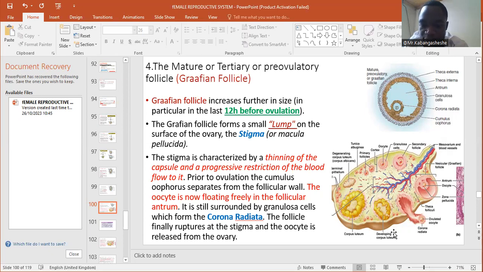Corpus meaning body, luteum meaning yellow. So this structure appears yellowish, and thus the name corpus luteum, which now continues to secrete estrogen and progesterone. But immediately after ovulation, progesterone production increases because now the two layers of cells, that is the granulosa cell plus the theca cells, work together to produce estrogen, progesterone. So the amount of progesterone will be higher than the amount of estrogen. And that is in readiness for fertilization.